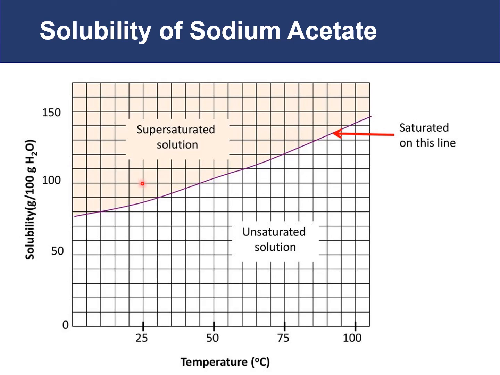If we take a solution that is supersaturated and allow a precipitant to form, the precipitant will continue to form until we fall back to the line of saturation. At that point, the solution becomes saturated and will no longer form additional precipitant.